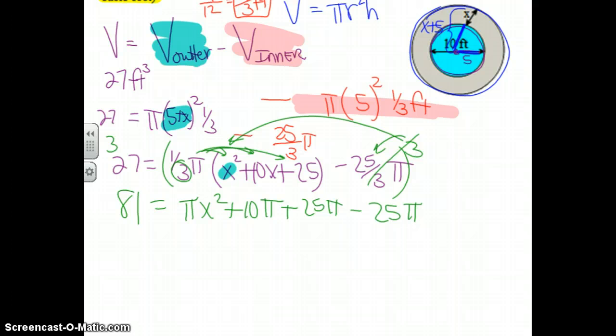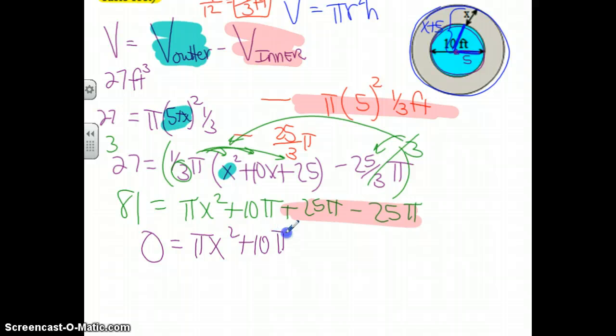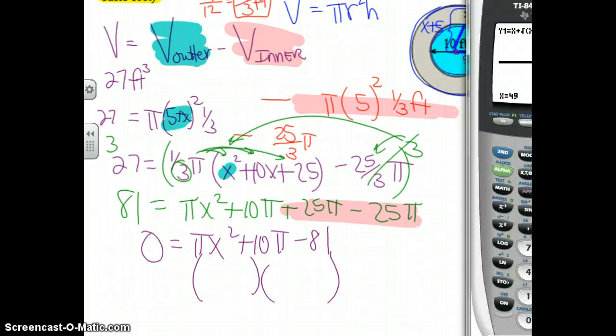So this is good news. It looks like my 25 pi's are going to cancel. I'm going to try to set this equal to 0 by subtracting off 81. And I, again, am really fearful of looking for factors of 81 that differ by 10. So I'm going to go to my calculator and, again, show you how to guess left, guess right, guess on.